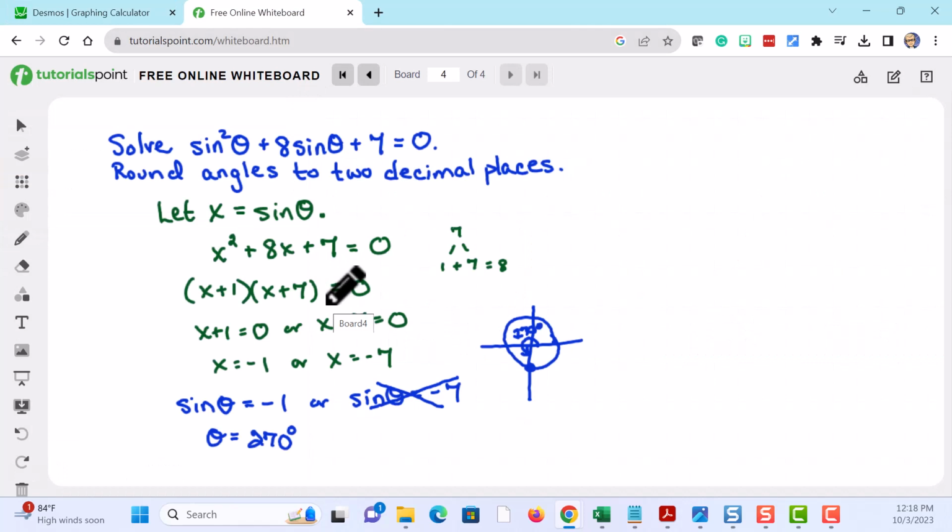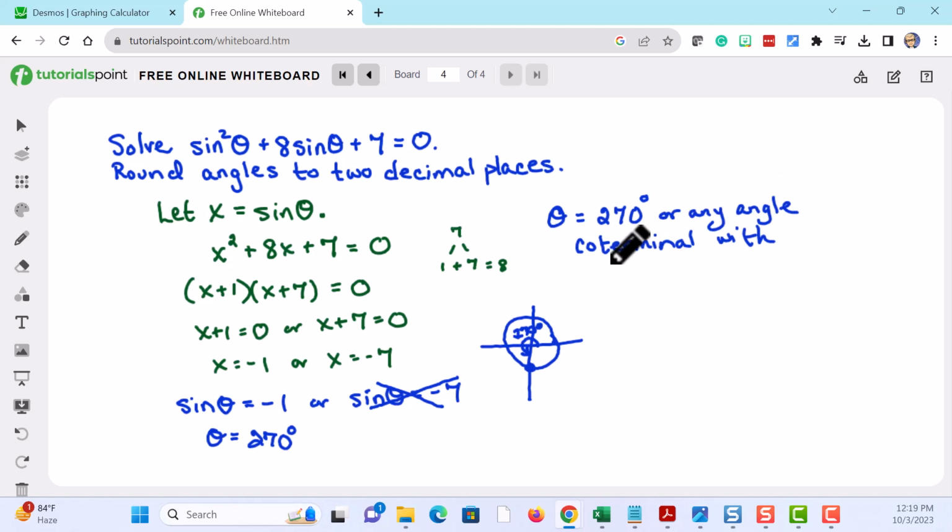So coming back to our equation, it didn't really specify that we had to find angles between 0 degrees and 360 degrees. It just said solve the equation. We want all the solutions. So the solution is that theta is equal to 270 degrees, or any angle coterminal with 270 degrees. And a way that we can write that down symbolically is that theta is equal to 270 degrees plus 360 degrees times k, where k is an integer.